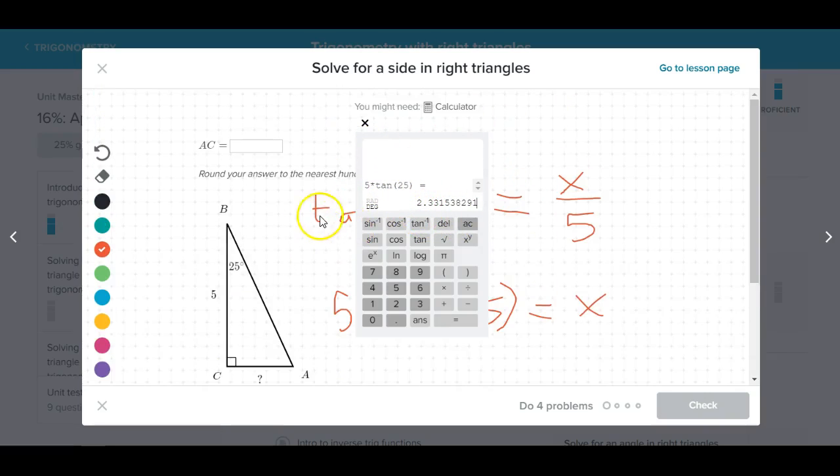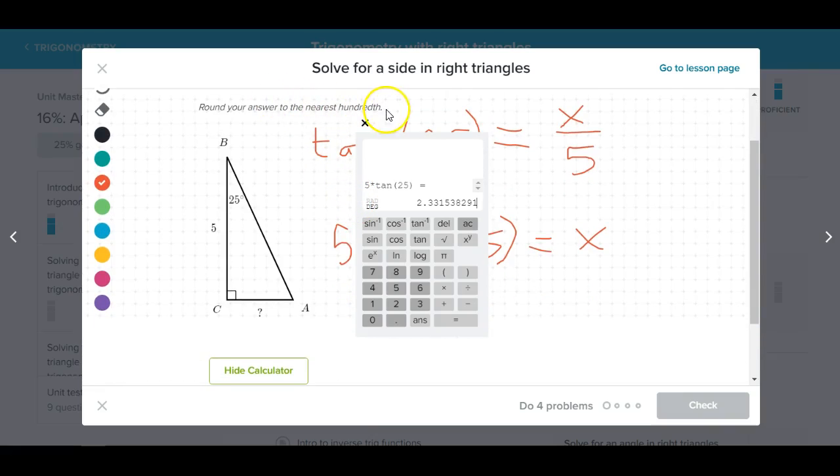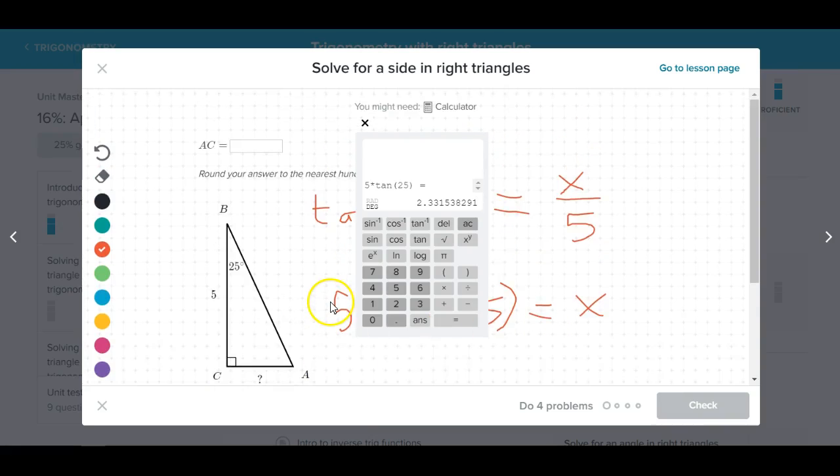Now, it says for me to round to the nearest hundredth. So my hundredth is right here, after 2 decimal points. This is the tenths, rather, and this is the hundredths, that second 3. So I look at this thousandth place, 1, and it tells me I need to round down. In other words, I'm going to keep this 2.33. I do not round it up. 2.33. So that's what I'm going to put for my answer in here.